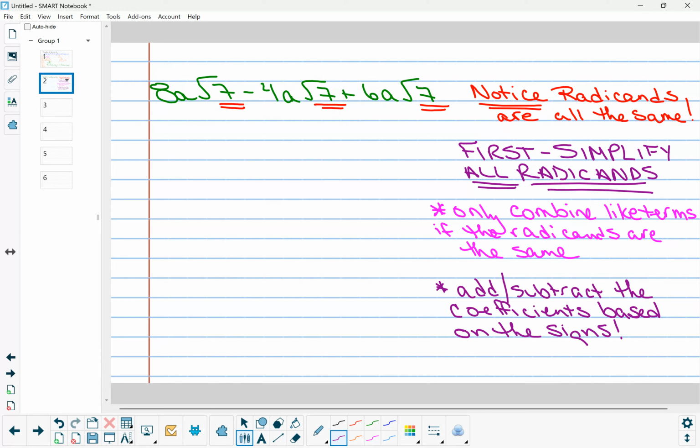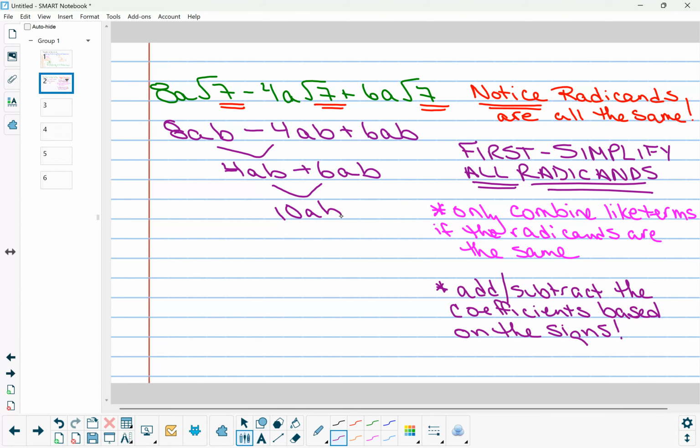All right, so this one's got a radicand of 7. And if you think of these like variables, like this is exactly the same as 8a, and this is like a b, right? So this would be like a b, then minus 4ab plus 6ab. They're exactly the same as a variable. This would give me 8 minus 4, combine these, you'd get a 4ab, and then I'd add a 6ab, and that would give me a 10ab, okay?